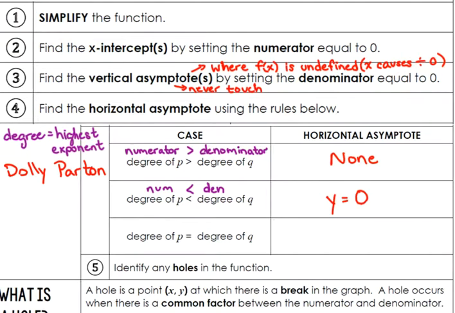Bigger on the top, right? Her name ends in N, none. Here's the other one. I know y'all know this one, J-Lo. J-Lo, bigger on the bottom. O, y equals 0.